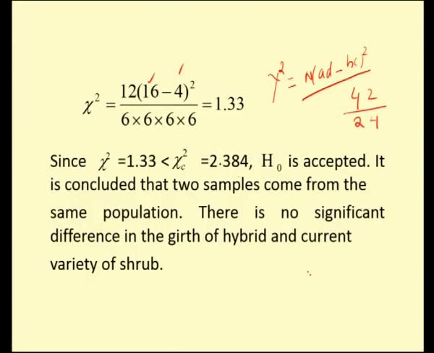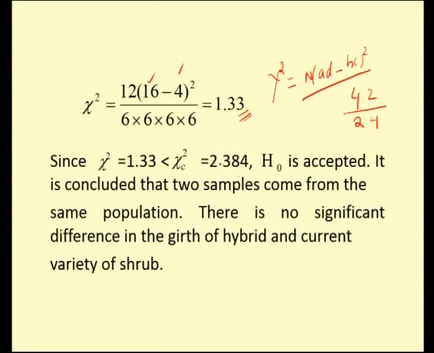So, you have n into AD minus BC the whole square divided by the sum of the 2 rows and the sum of the 2 columns. You are getting your calculated value as 1.33. Now, you have to compare this calculated value with the table value. You have 2 rows and 2 columns, and 2.384 is your table value.